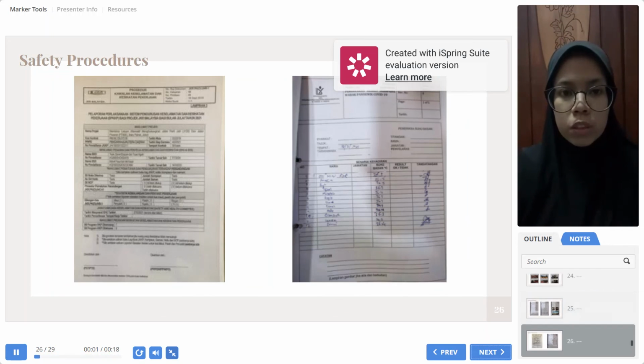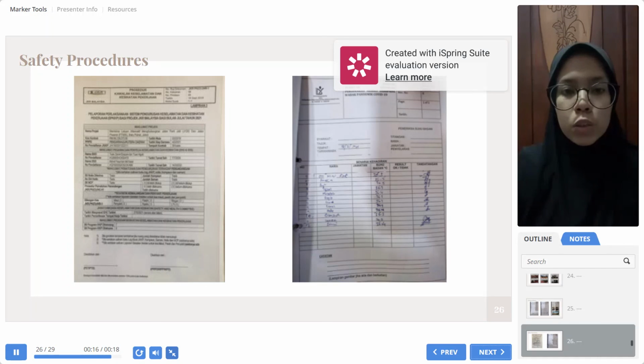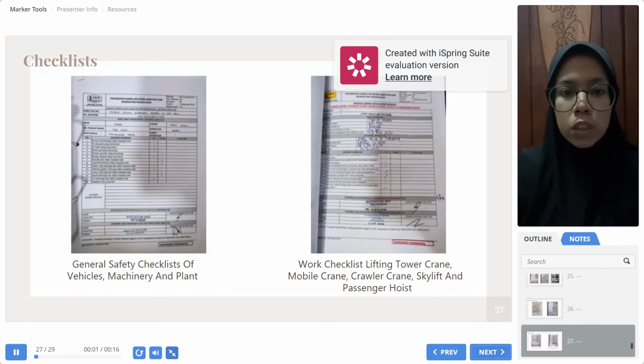Safety procedures. Here is the form of the safety procedure report and standard operation procedures throughout the period of the movement control order, SOP, as a result of the COVID-19 pandemic outbreak. And these 2 pictures show the safety checklist of vehicles, machinery and plant, and the work checklist for lifting: tower crane, mobile crane, crawler crane, skylift and passenger hoist used in this project.